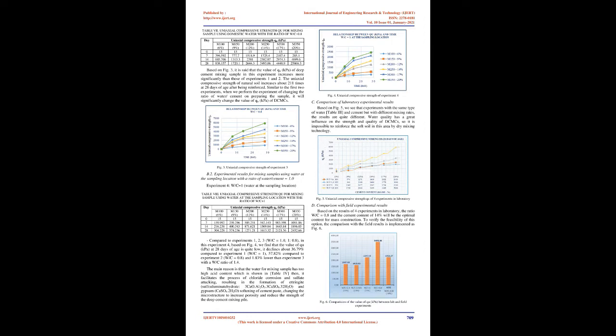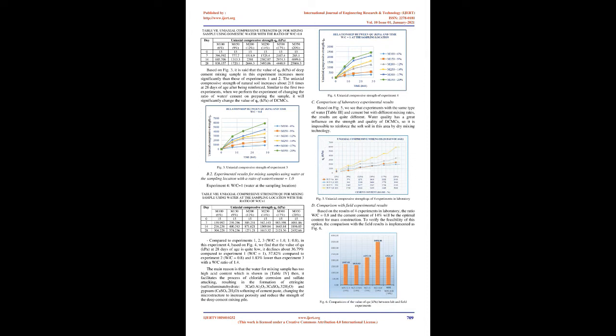Compared to experiments 1, 2, 3, W/C equals 1.4, 1, 0.8, in this experiment 4, based on Fig 4, we find that the value of CHU, kPa, at 28 days of age is quite low. It declines about 36.79% compared to experiment 1, W/C equals 1, 57.82% compared to experiment 2, W/C equals 0.8, and 1.83% lower than experiment 3 with a W/C ratio of 1.4.